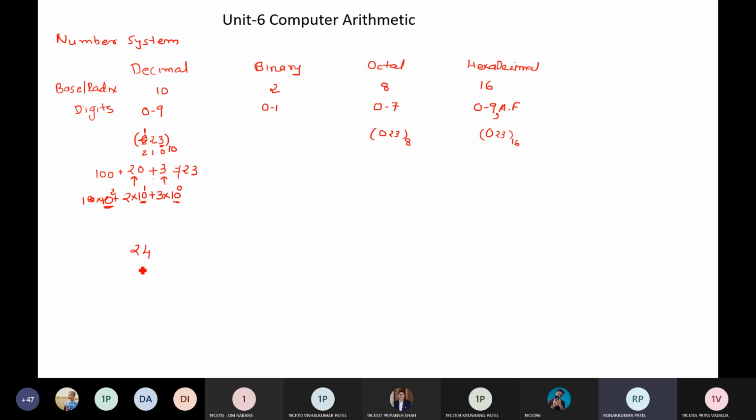Okay, now if I need to convert this decimal into binary, how can I convert it? So you need to divide it. The simple rule is divide by what? Divide by that base in which you want to convert. So I want to convert into binary, so every time I will divide by 2, that radix.